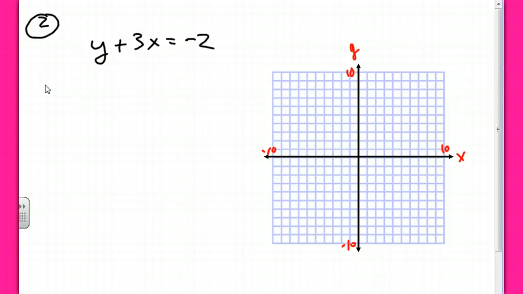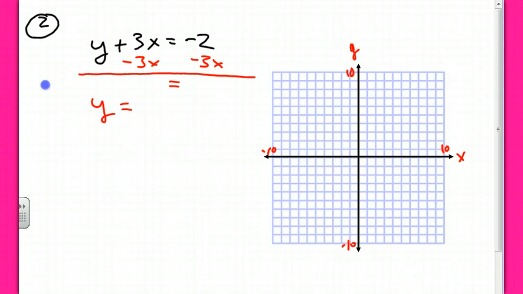We want y isolated, so what will we do? We subtract 3x from both sides of that fence, which is the equal sign, right? Make sure you're doing it from both sides of the equal sign. Okay, so y equals, and what would you say? Or you could say negative 3x minus 2 as well, right? And so we kind of like that form. It looks like slope y-intercept form, which we're going to get to.